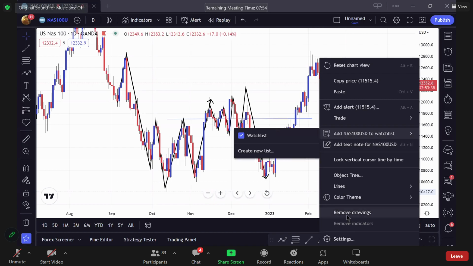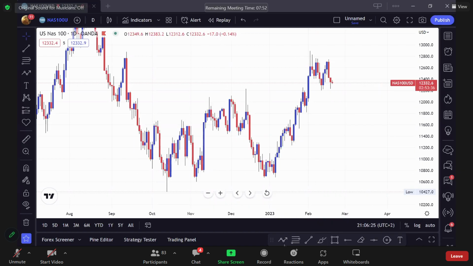If we look at this here, would this have been your change of character, right? If we're looking at this, would this be your change of character to the downside? Yes, it would. No, because the major low wasn't taken out. We're not talking about major structure here. We're talking about minor structure.